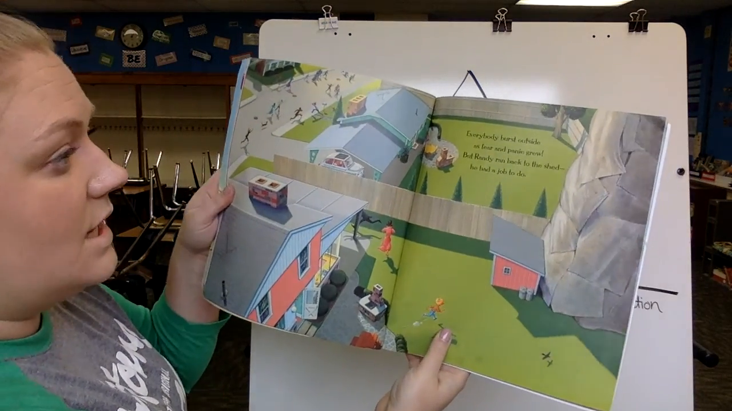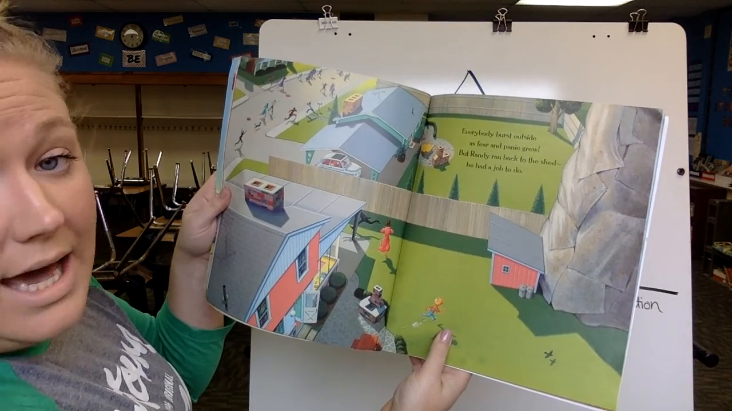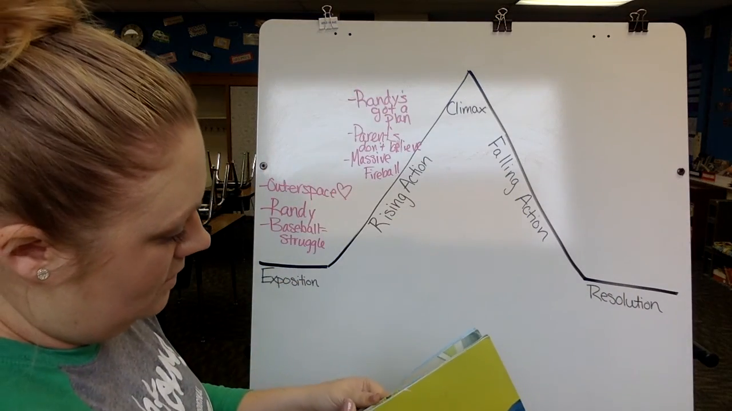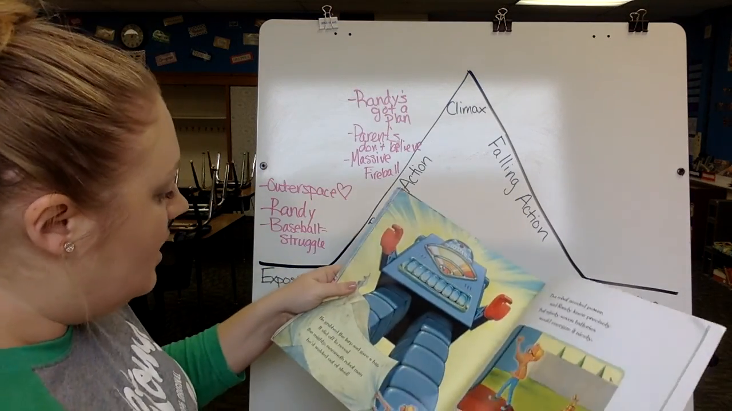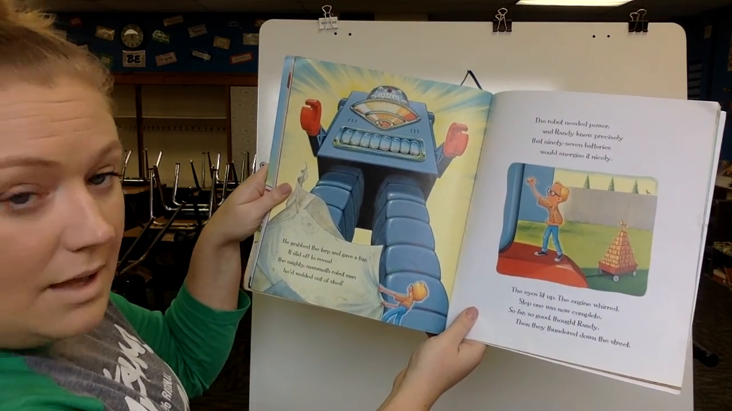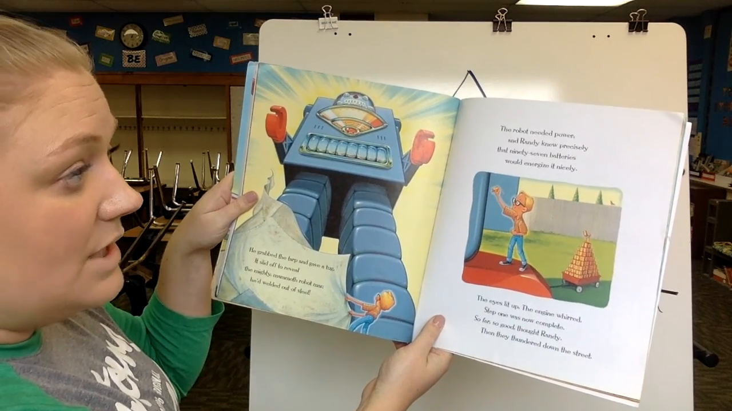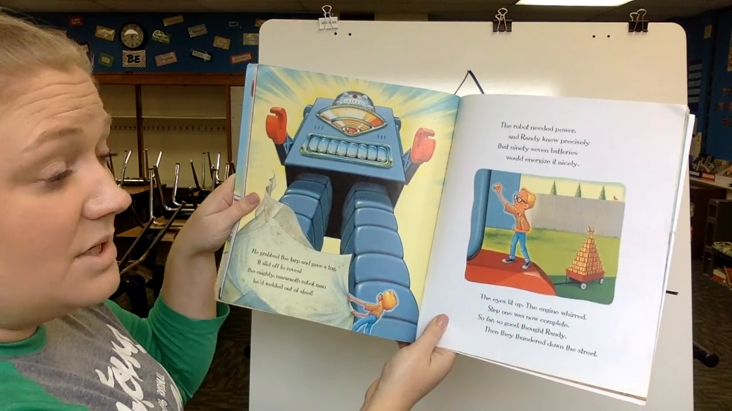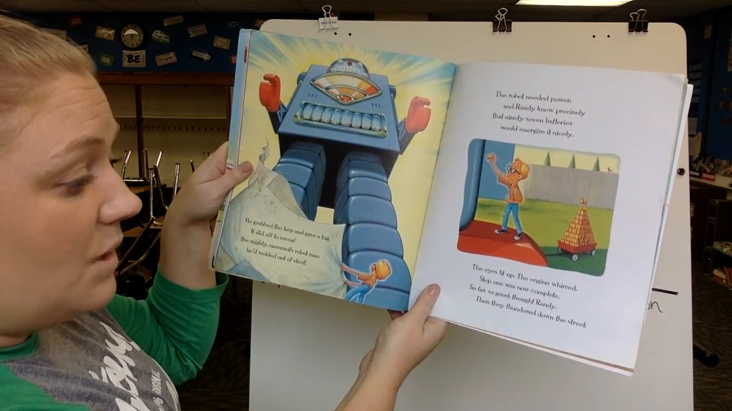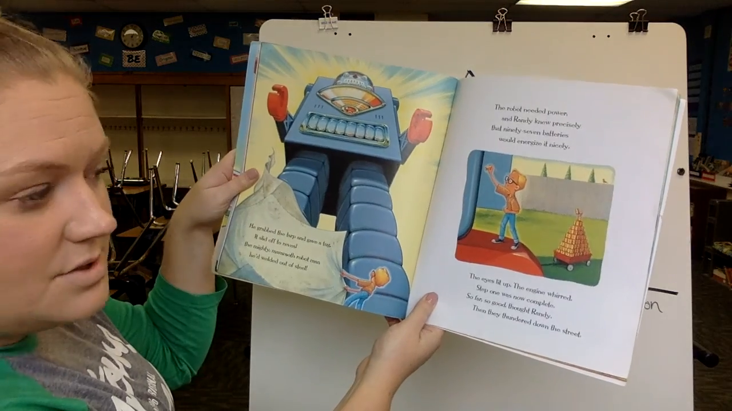Everybody burst outside as fear and panic grew, but Randy ran back to the shed. He had a job to do. He grabbed the tarp and gave a tug and slid it off to reveal the mighty mammoth robot he'd welded out of steel. The robot needed power, and Randy knew precisely that 97 batteries would energize it nicely. The eyes lit up. The engine whirled. Step 1 was now complete. So far, so good, thought Randy. Then he thundered down the street.